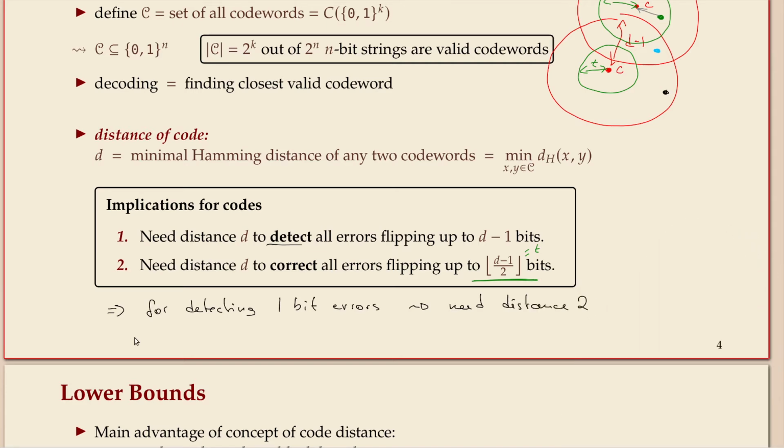And for correcting 1-bit errors, we need distance 3. Because then (3-1)/2 is still 1, rounded down is still 1 at least.